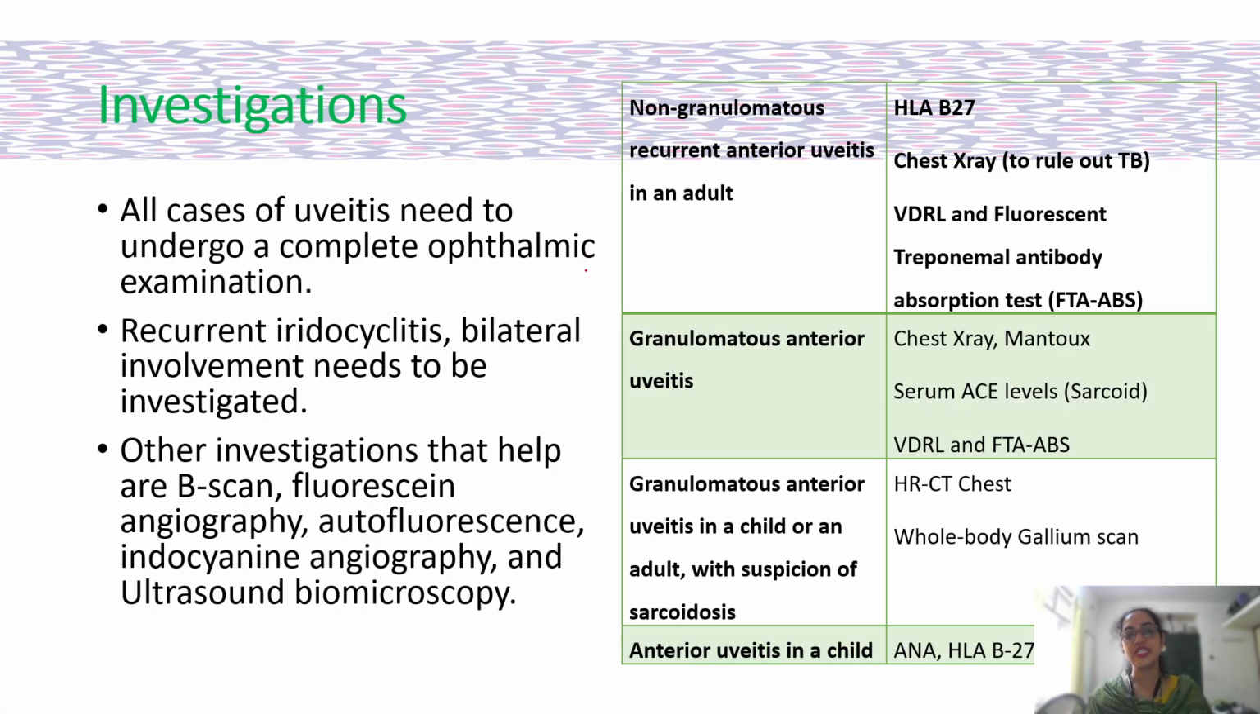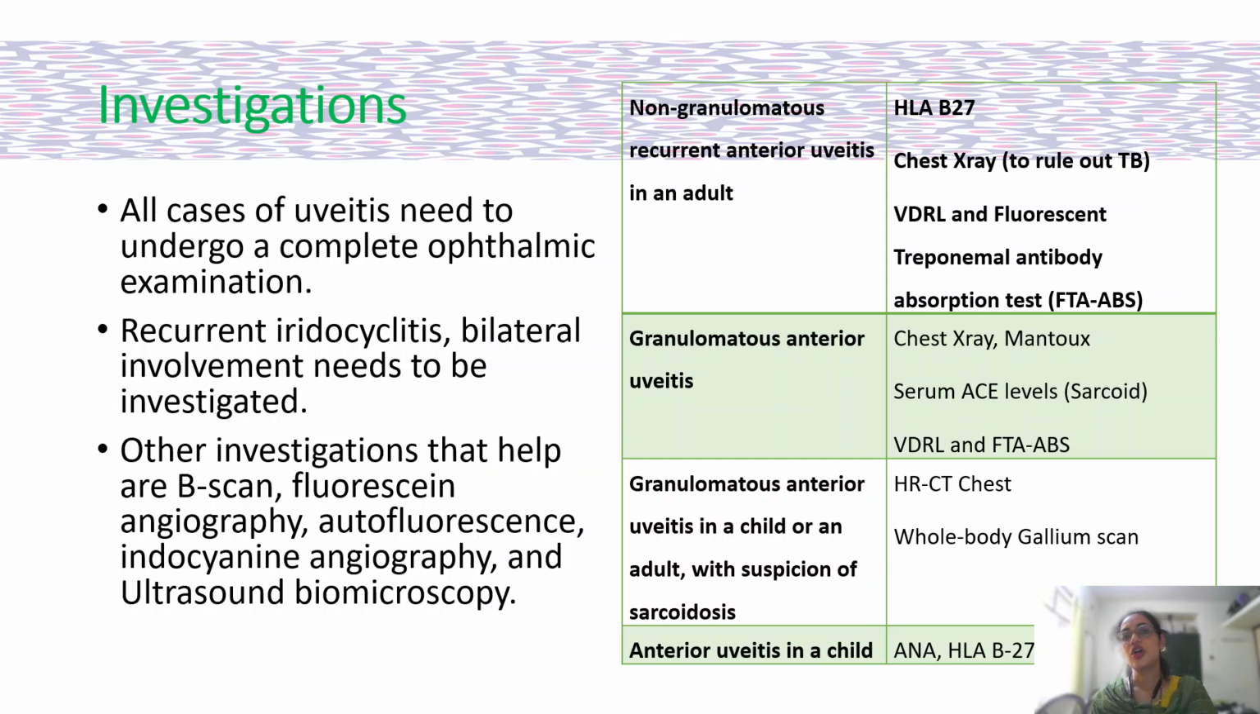So how do you investigate anterior uveitis? Uveitis, most common cause idiopathic, is an old school of thought. Now we know that all cases, if they follow a particular pattern, we need to investigate accordingly. Okay. So recurrent iridocyclitis, especially if it's bilateral, you have to aggressively investigate them. Other investigations like B-scan, FFA, autofluorescence, indocyanine green angiography and ultrasound biomicroscopy might be helpful.